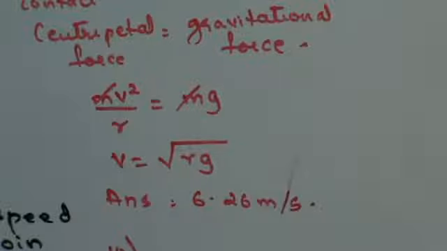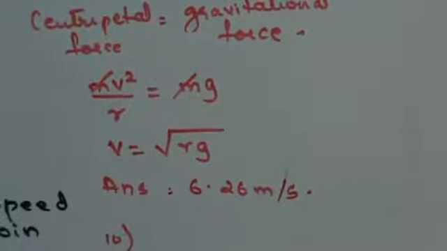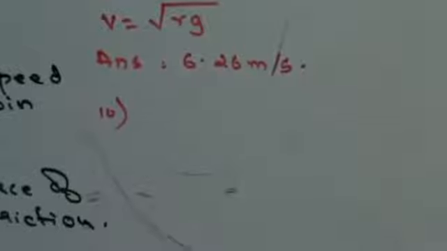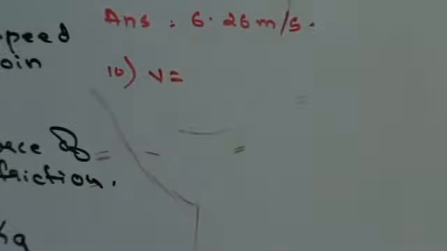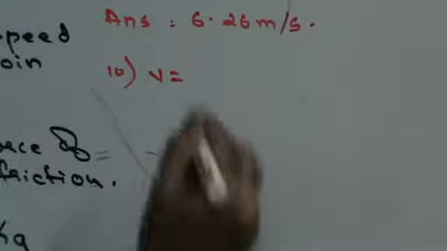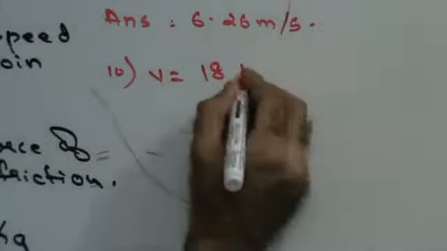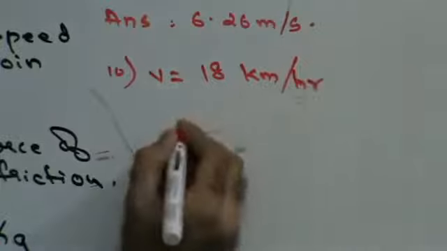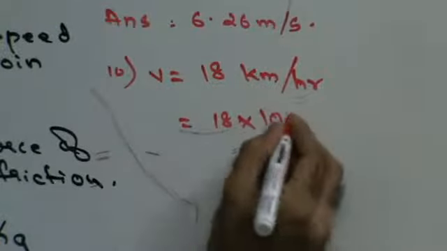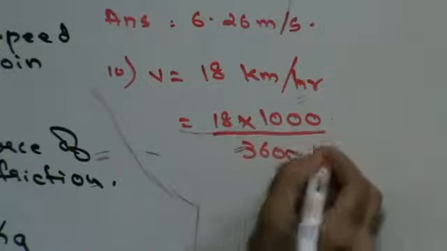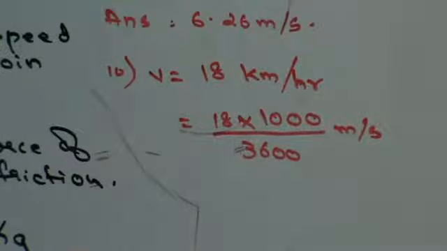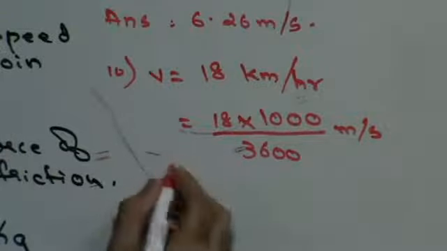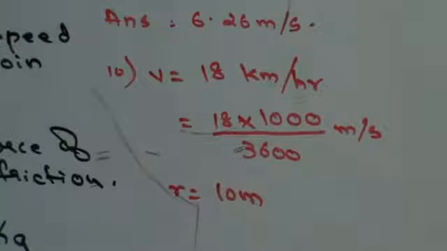Find the angle that a bicycle and a rider makes with the vertical, going at 18 kilometers per hour, on a road of radius 10 meters.